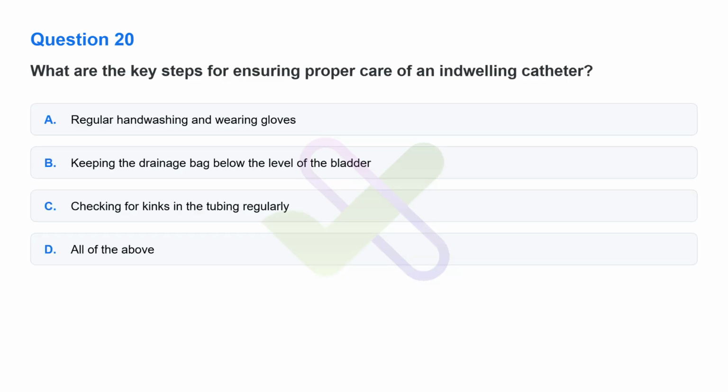What are the key steps for ensuring proper care of an indwelling catheter? A. Regular hand washing and wearing gloves. B. Keeping the drainage bag below the level of the bladder. C. Checking for kinks in the tubing regularly. D. All of the above.